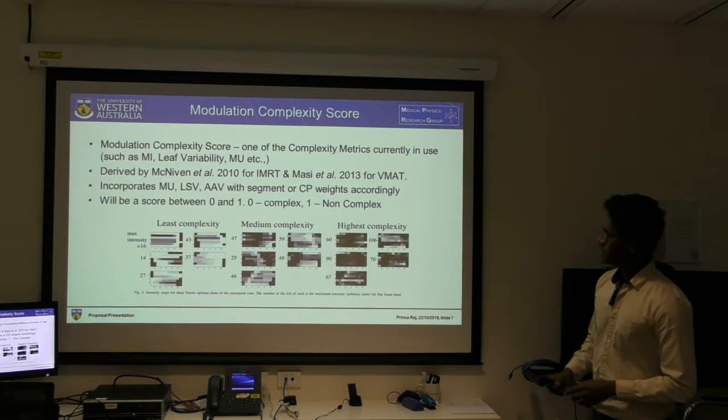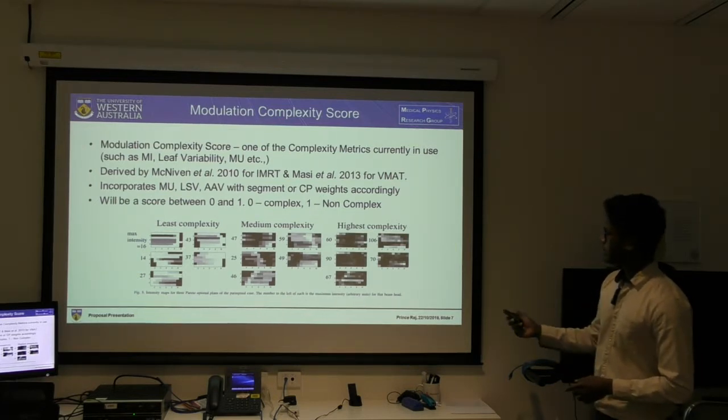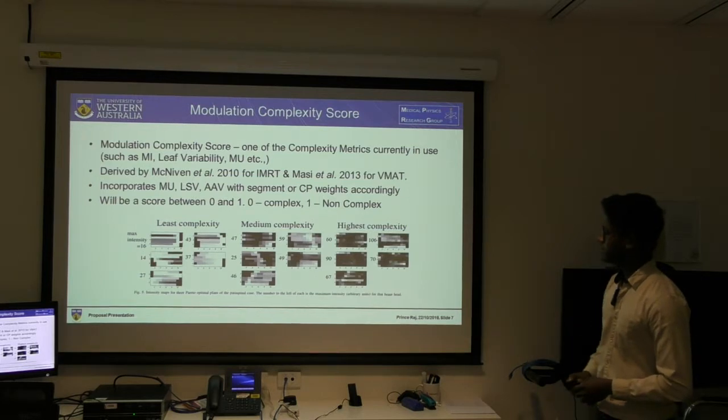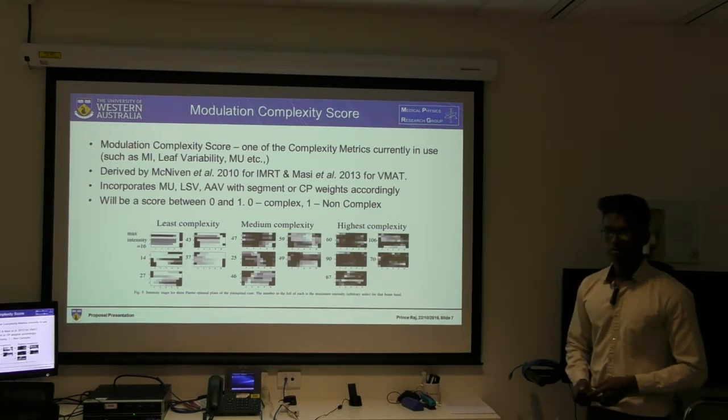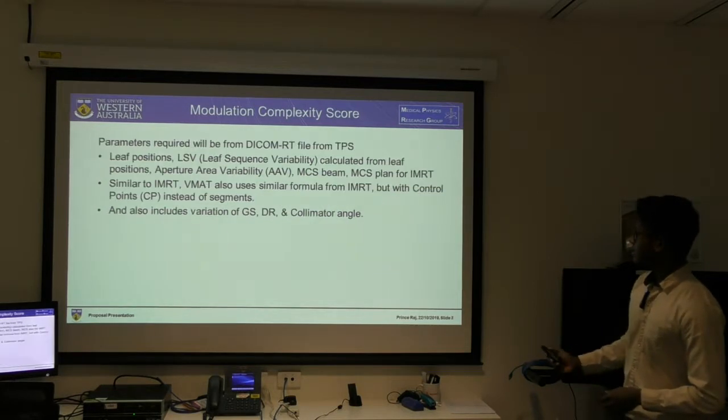The intensity varies. For least complexity, it's not very high in between. For the highest complexity, you can see the intensity being heavier in between. It's changing a lot, simply.